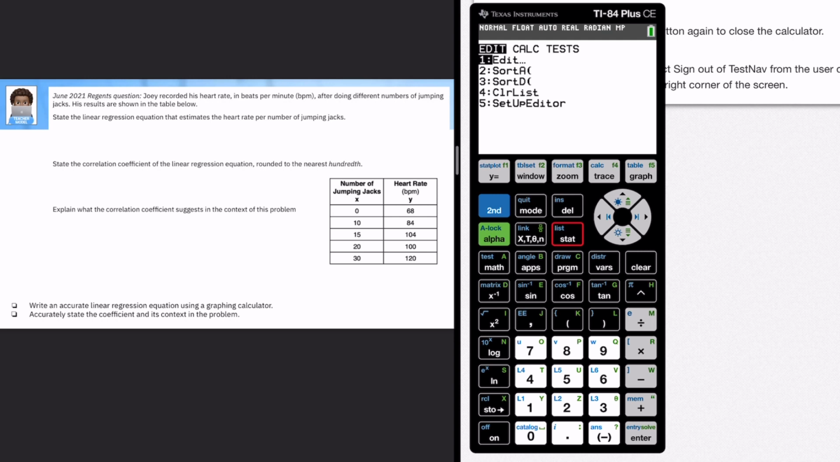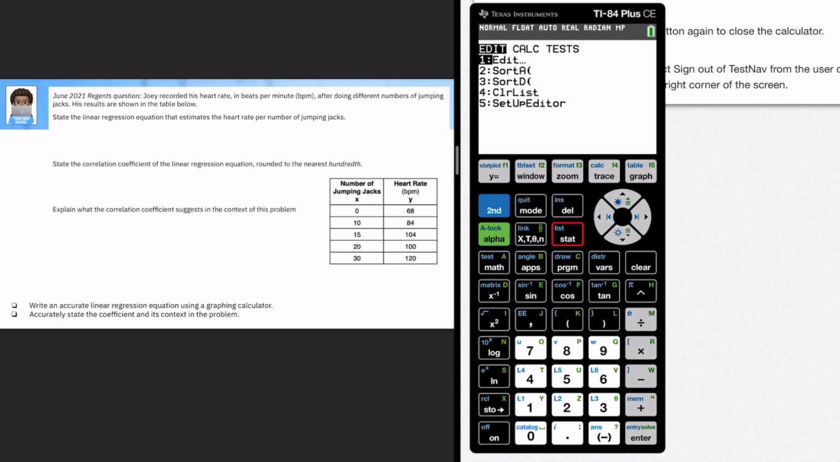Okay, so let's look at our first problem. I'm going to model this with you. Joey recorded his heart rate in beats per minute after doing different numbers of jumping jacks. His results are shown in the table. State the linear regression equation that estimates the heart rate per number of jumping jacks. State the correlation coefficient of the linear equation to the nearest hundredth, and explain the correlation the coefficient suggests in the context of the problem.